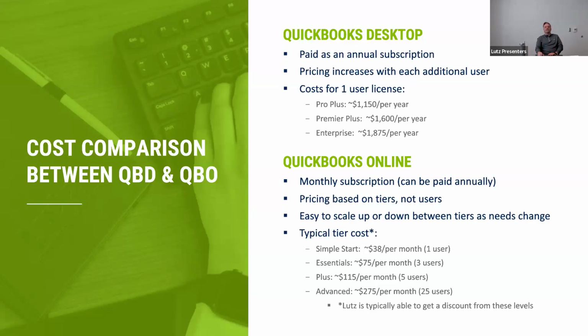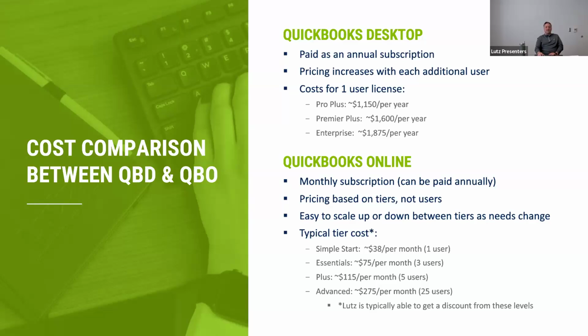So again, you can have multiple users on the data file. Now each tier has its limit on users, like I mentioned before. Simple Start's only 1 user, Essentials is 3, Plus is 5, and Advanced is 25. It's easy to scale up and down between these tiers as needed too. So you can go in and upgrade, let's say you're on Essentials and you have 3 users and you hire a new person and now you need 4 users. You can easily go into the QuickBooks Online software, go to your subscriptions, say upgrade to Plus, and be able to have that additional user.